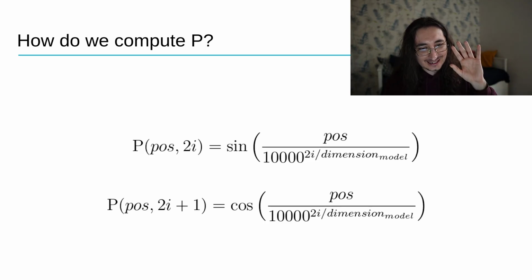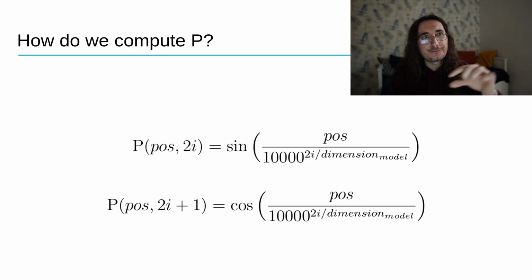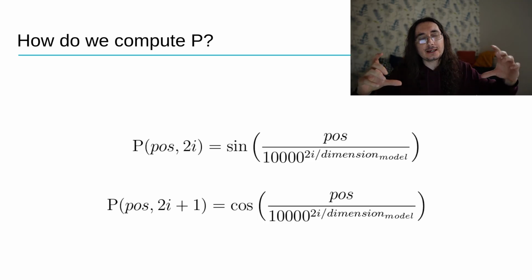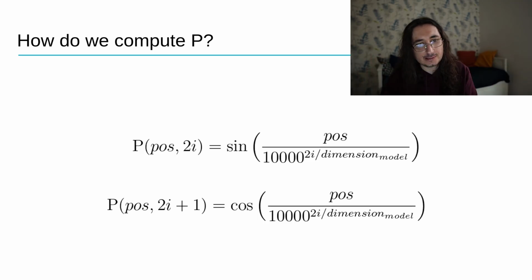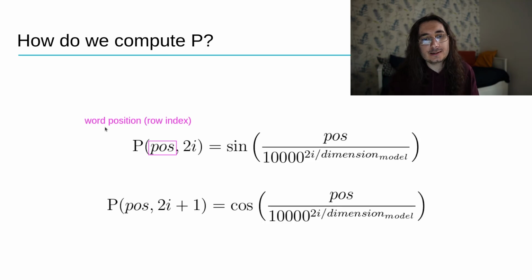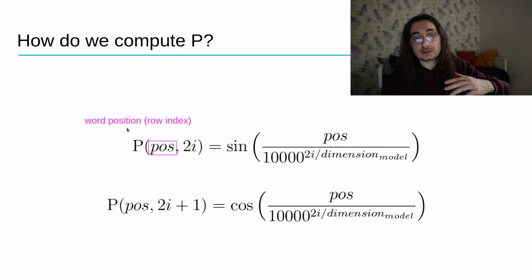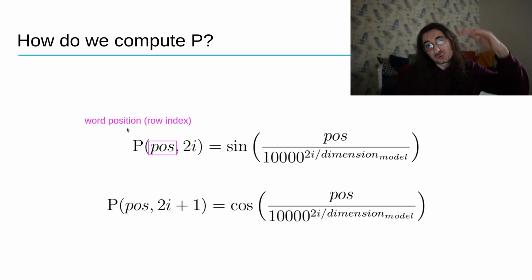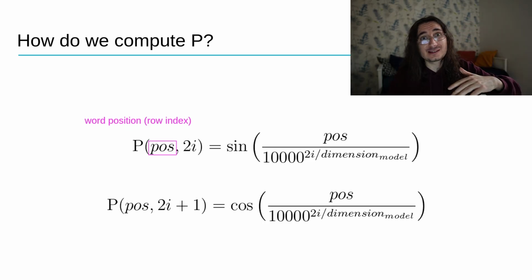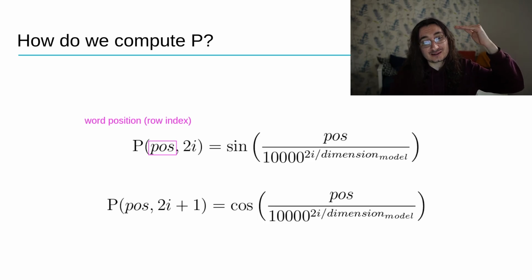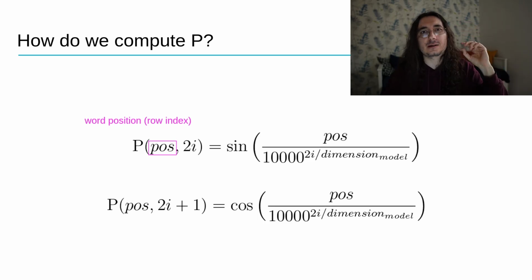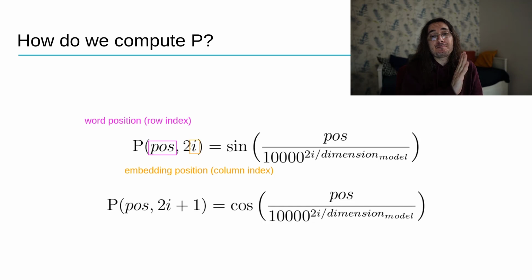So let's start with first things first. This is the formula that we're going to be using for creating this P matrix at different positions. So pos is the word position, and the word position obviously is the row index. So if pos is equal to 0, you are at row index 0, 1, 2, 3. Of course, I'm zero indexing here. Then we have i, and that is the embedding position. In other words, there we move over the column index.